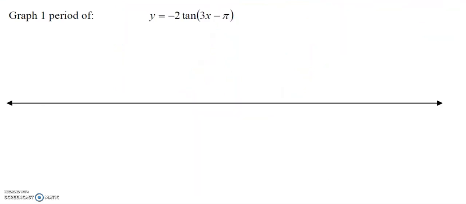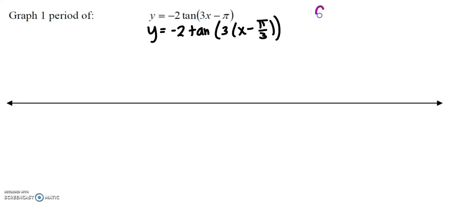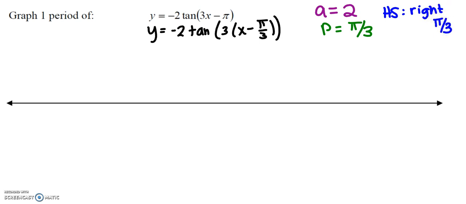All right, last one, graph one period of this thing. So I have a tangent function again. I'm going to start by factoring out this 3, just so I can read things a little bit easier. Okay, so my vertical stretch, again, not an amplitude, vertical stretch is 2. The period is going to be pi over b, which is pi over 3. My horizontal shift is going to be to the right pi over 3. Vertical shift is 0.